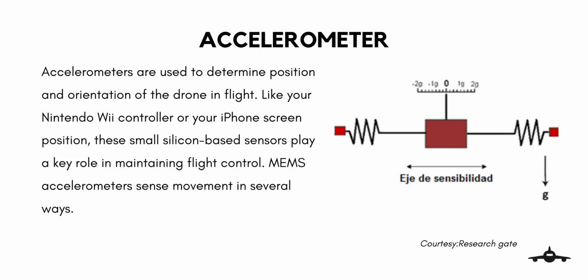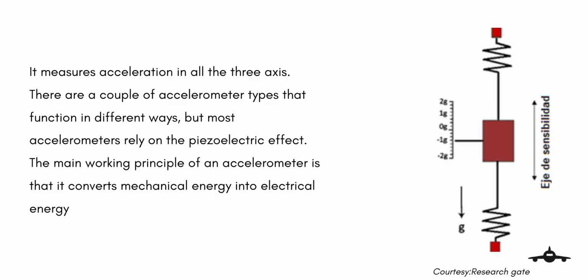The accelerometer determines the linear movement along any axis, that is, it measures acceleration in all the three axes. There are a couple of accelerometer types that function in different ways, but most accelerometers rely on the piezoelectric effect. The main working principle of an accelerometer is that it converts mechanical energy into electrical energy. The force caused by the vibration or a change in motion causes the mass to squeeze the piezoelectric material, which produces an electric charge that is proportional to the force exerted upon it.